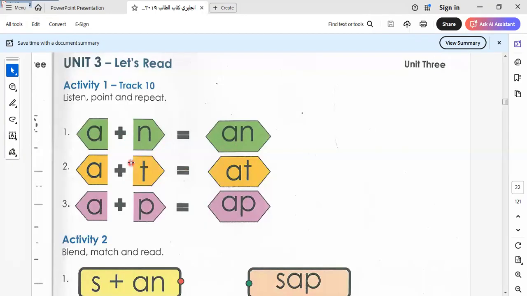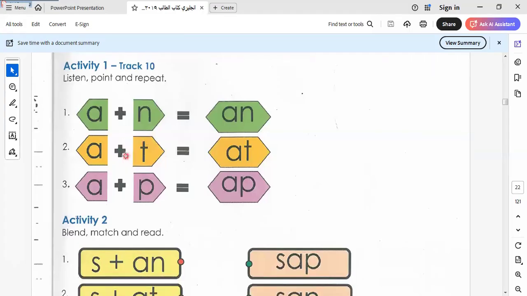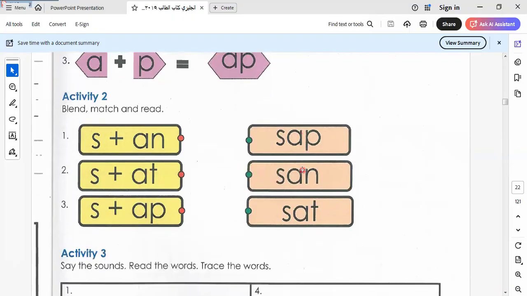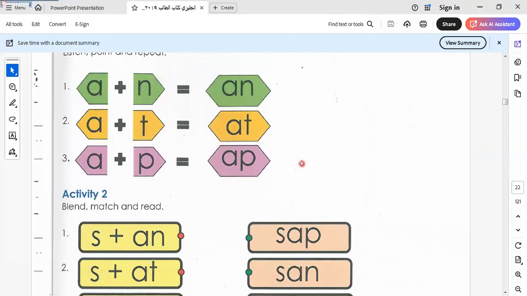Like a problem in mathematics. A plus N, it will be AN. A plus T, it will be AT. A plus B, it will be AB. Here is the pronoun. Here he can say a pronunciation. Okay.